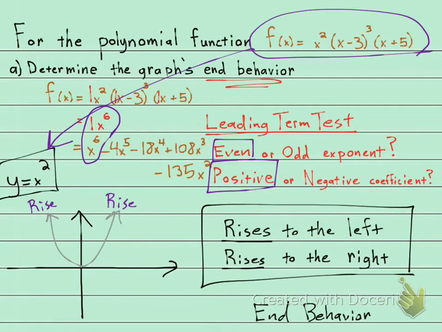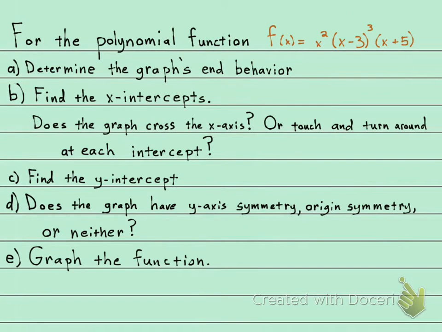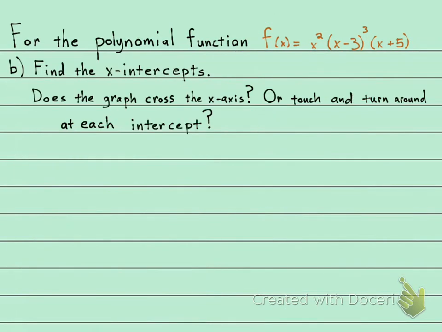All right, let's look at part B of this problem, which is find the x-intercepts. Once we find the x-intercepts, it's going to ask if the graph crosses the x-axis at the intercept, or does it touch and turn around, which means bounce off. So let's go to part B, find the x-intercepts.